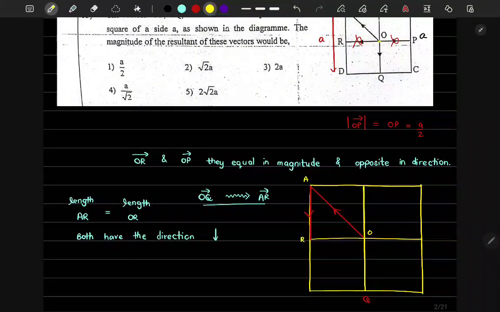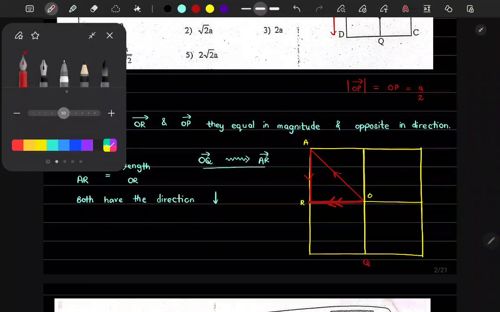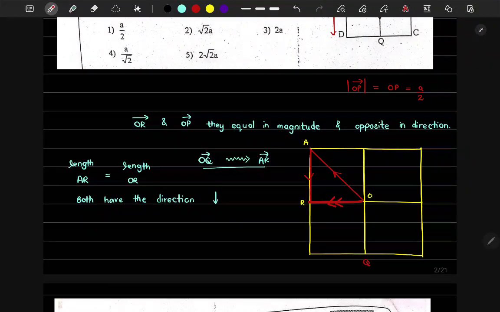So how can I find the answer now? How can I find the resultant vector? Using the polygon theorem, I can complete this triangle. If so, what would the resultant be? The resultant would be this. OR would be the resultant. So what is the magnitude of OR? That is A over 2.